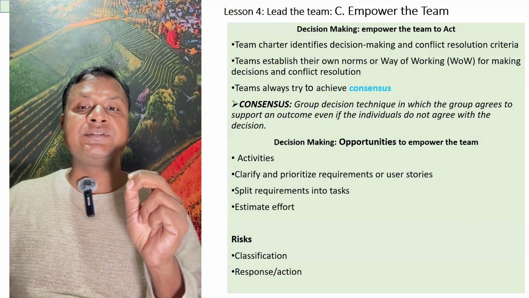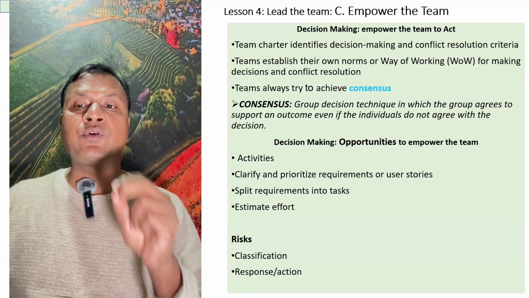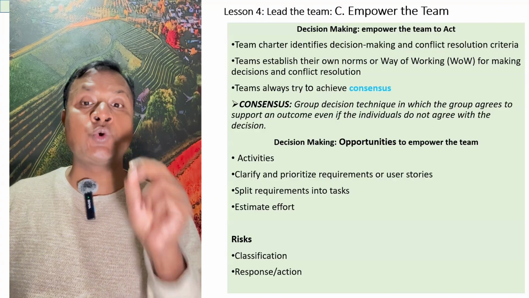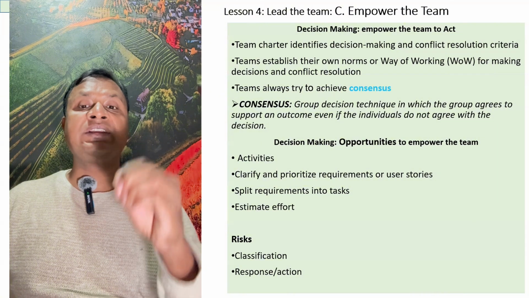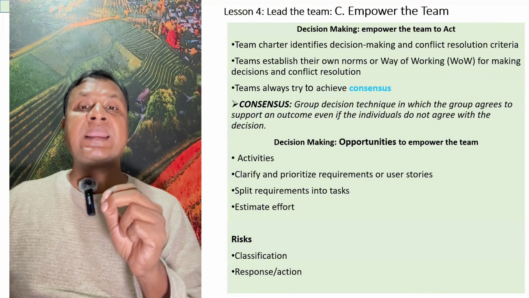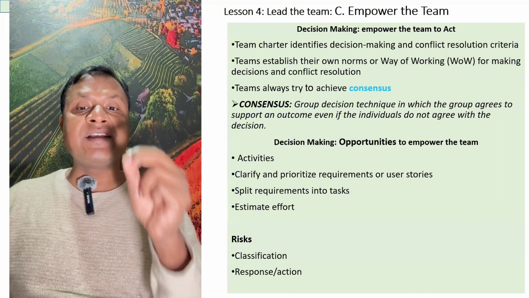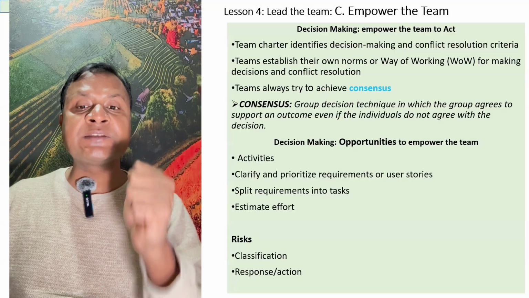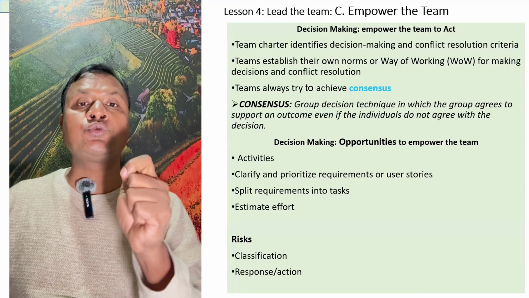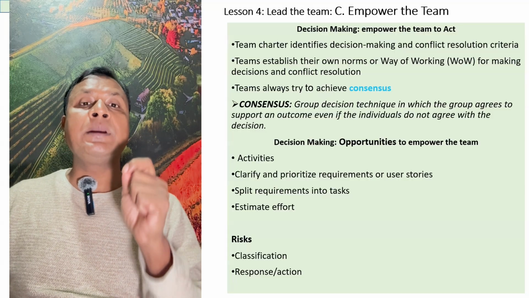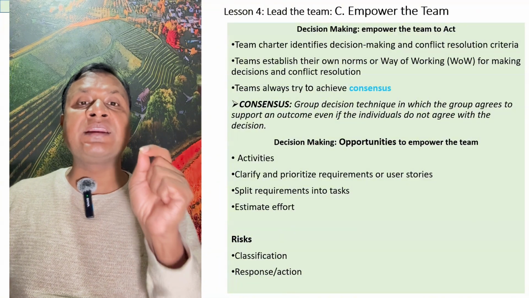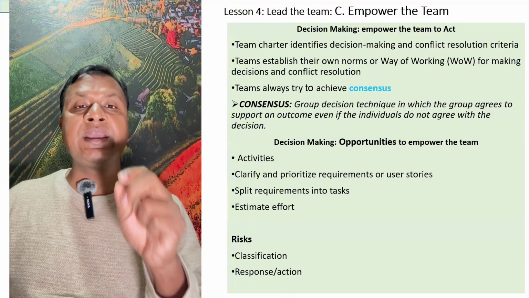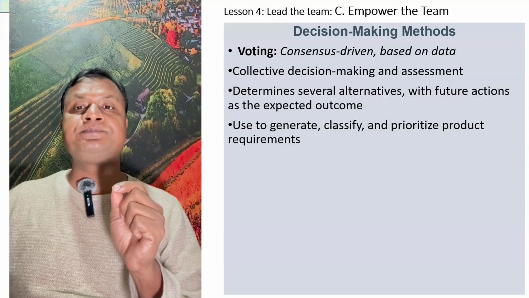In the activities, we can clarify and prioritize the requirements or user stories, and we can split the requirements into tasks. We can estimate the efforts, and we can classify the risks. We can take the responses. We can take action on the risks. These are the powers given to the team. So empowering the team can help in reducing risk and achieving the values.